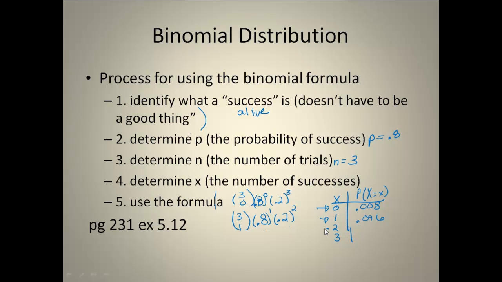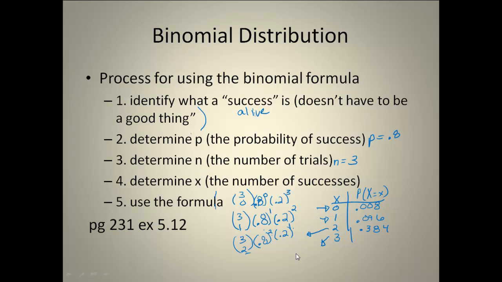Okay, then when I go for 2, I would have 3 choose 2, so I do my combination. 0.8 is my success. Well, I want 2 of those. 0.2 is my failure. 3 minus 2 is 1. So I have 2 successes, 1 failure. Calculate that out, and we get 0.384.